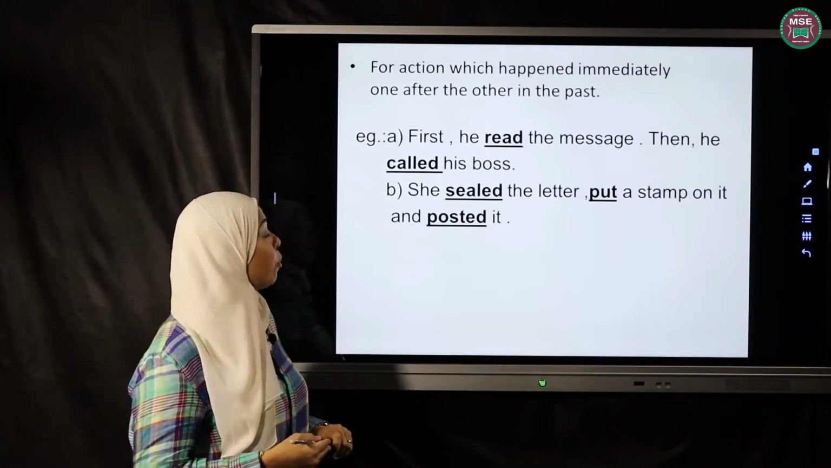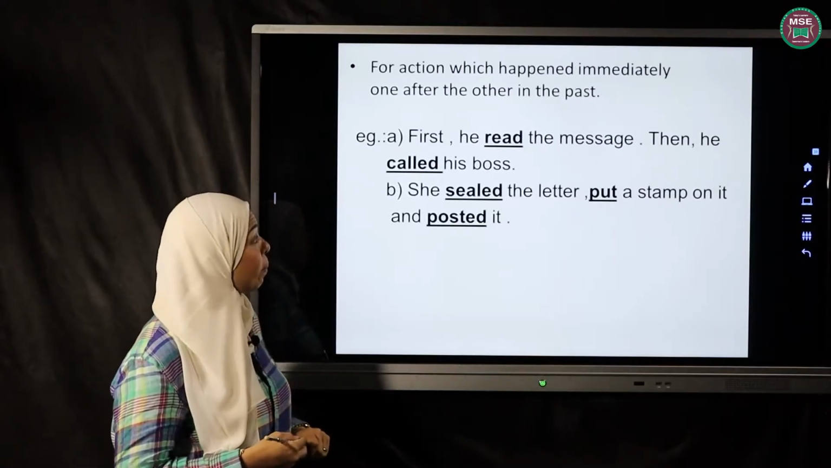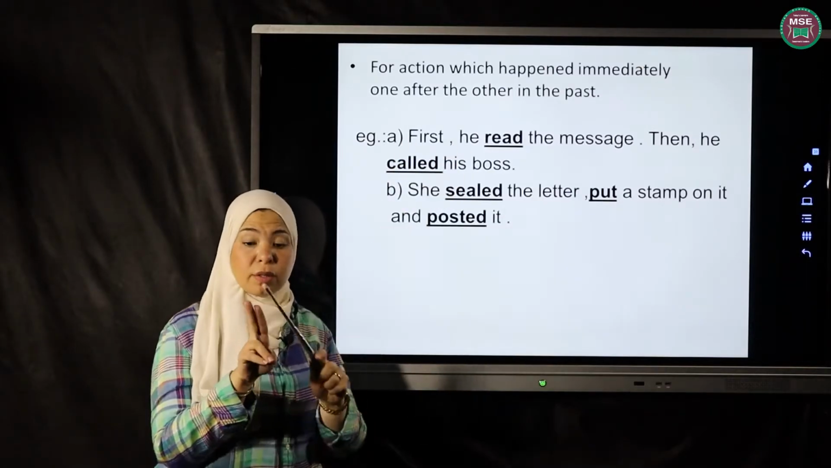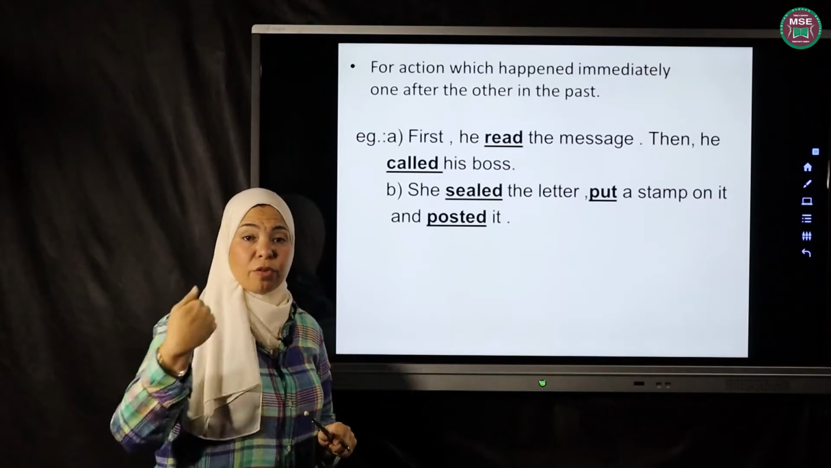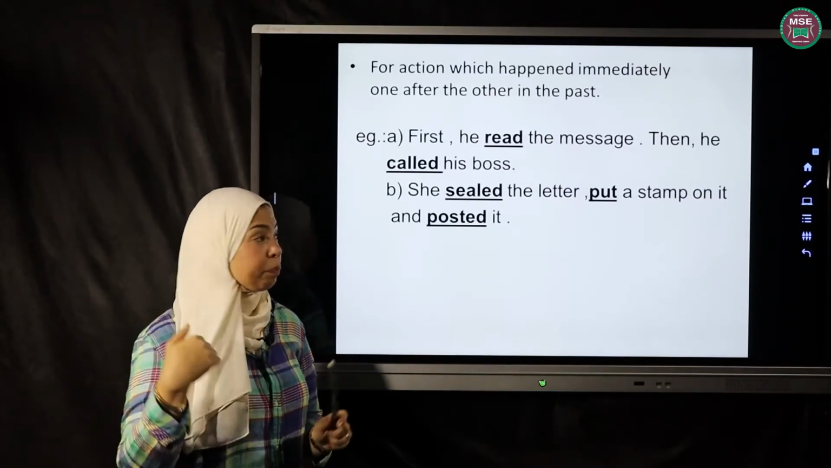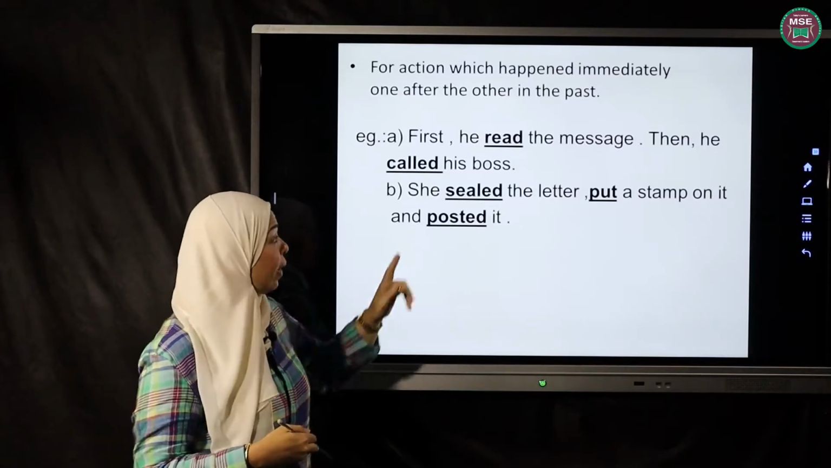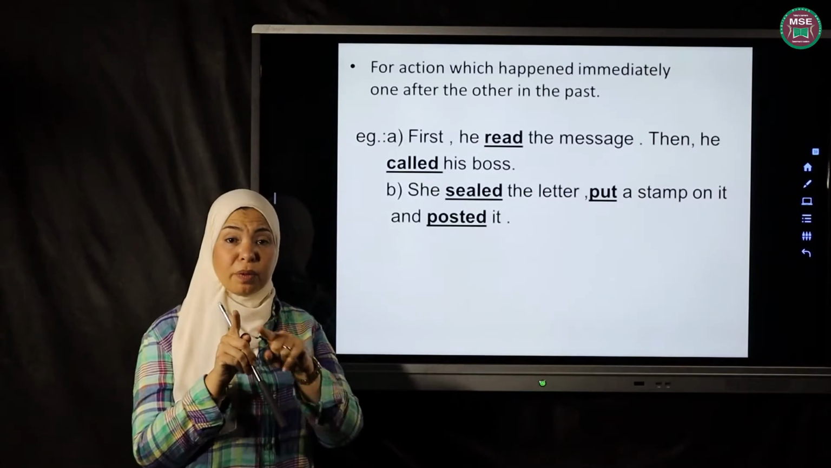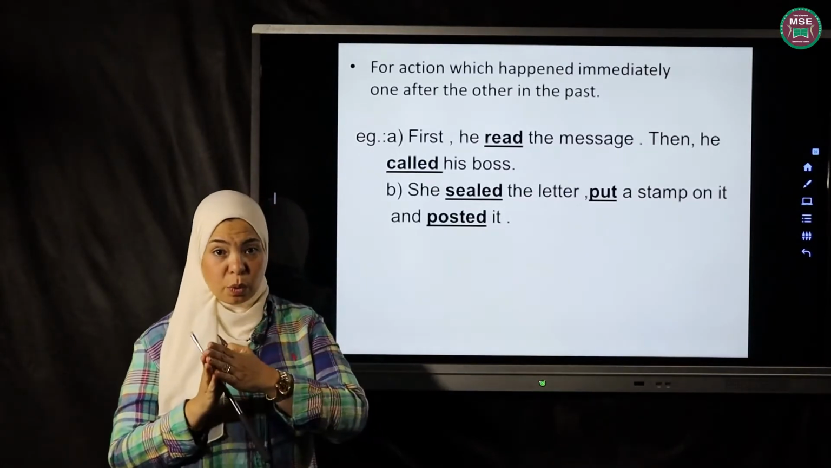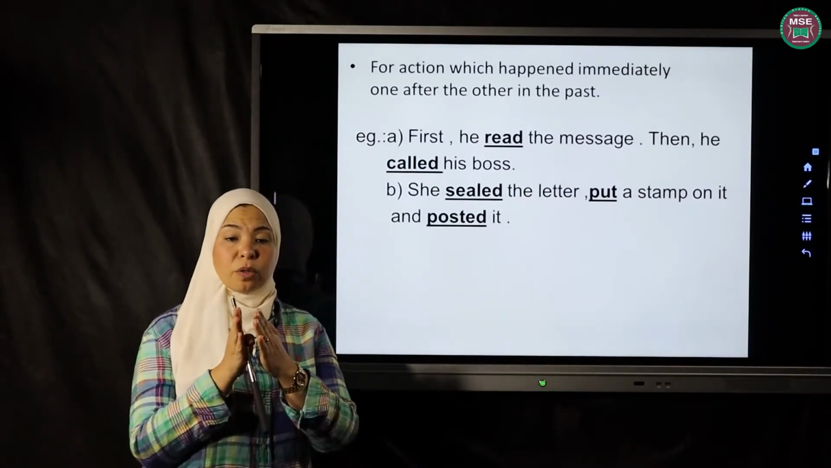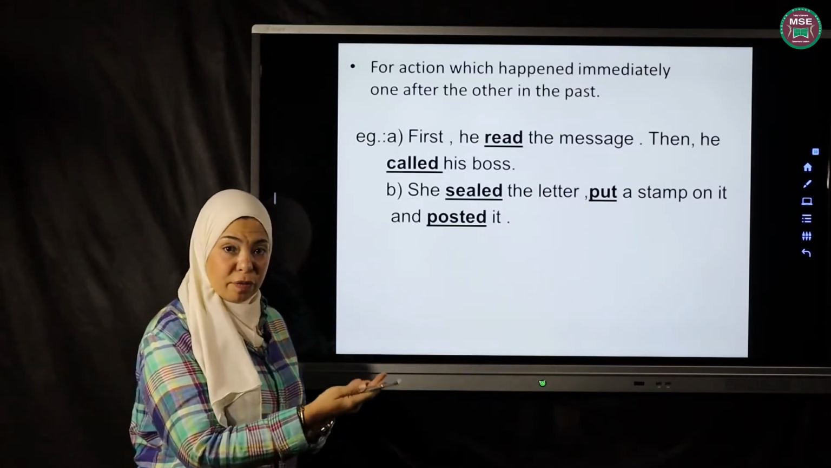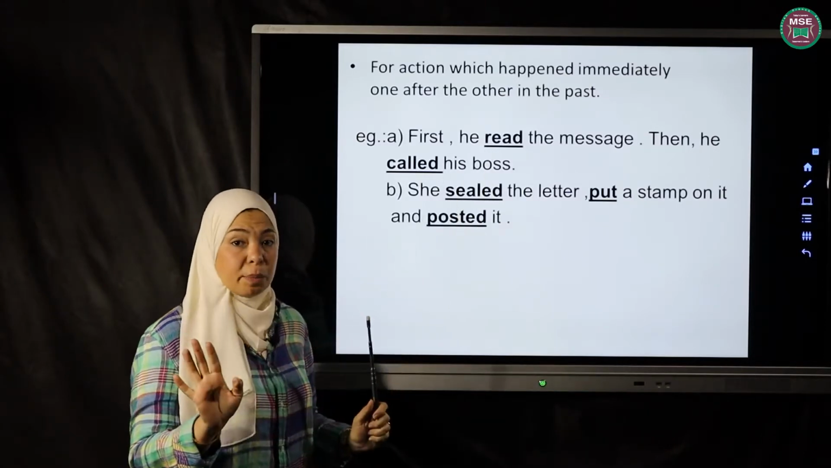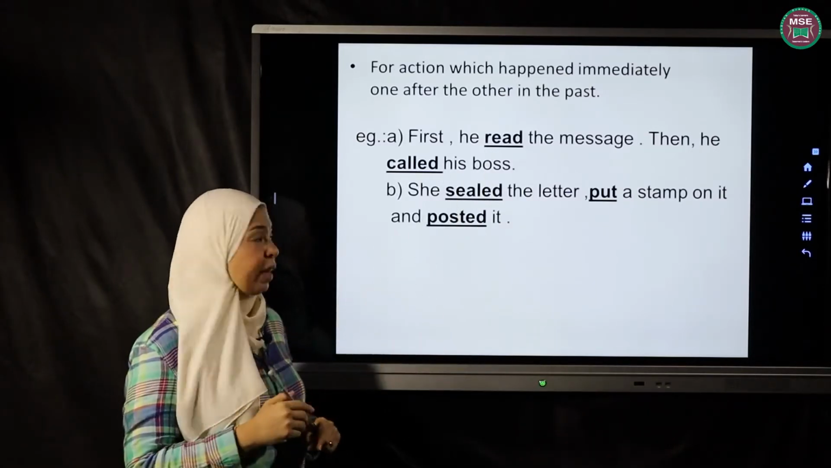The second point here, or the second usage, is for actions which happened immediately, one after the other, in the past. Two actions, both of them happened immediately, one after the other, in the past time. Like this example. First, he read the message. Then, he called his boss. The previous one happened, and then the second one without space between them. After he finished reading the message, he called his boss. So I put the two actions in the past simple. No duration between the two actions.